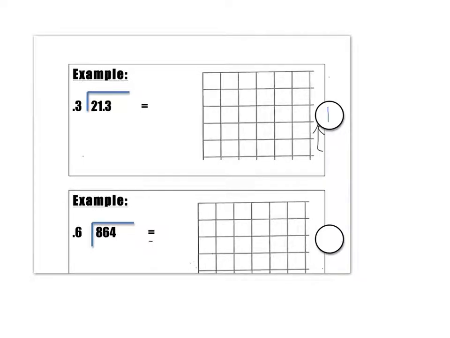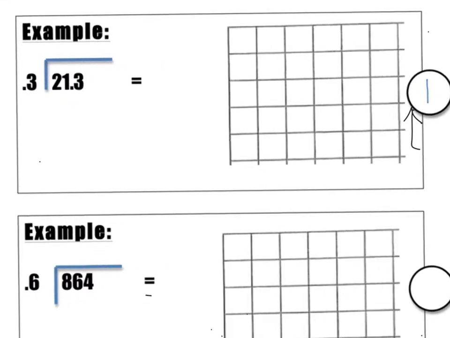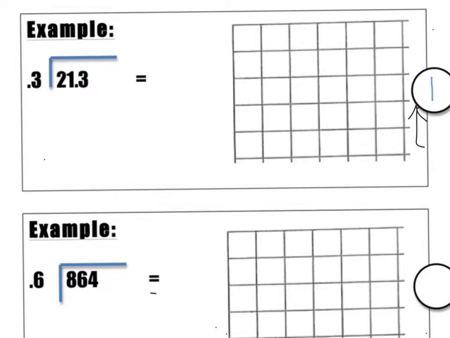The problem is 21.3 divided by 0.3. What that's saying is how many groups of 0.3 are there in 21.3? Or if you were thinking of money, how many groups of 30 cents are there in $21.30? So let's rewrite the problem. Let me go ahead and zoom in a little bit, make this a little bit bigger so we've got some more room. 21.3 divided by 0.3. I'm going to switch colors here so it's a little bit easier.